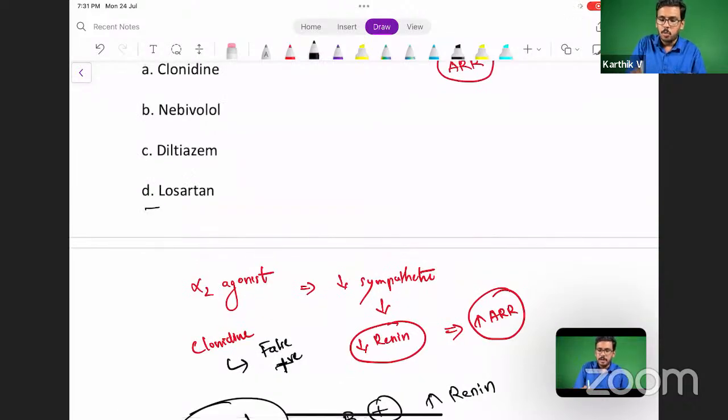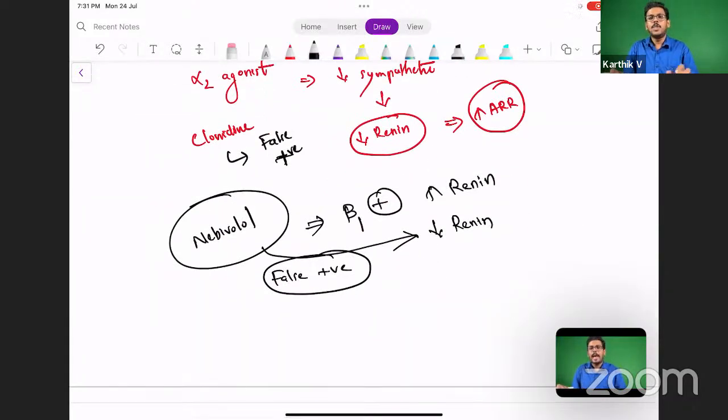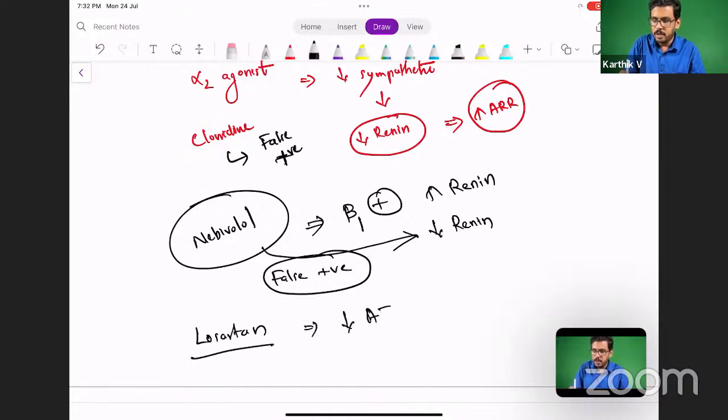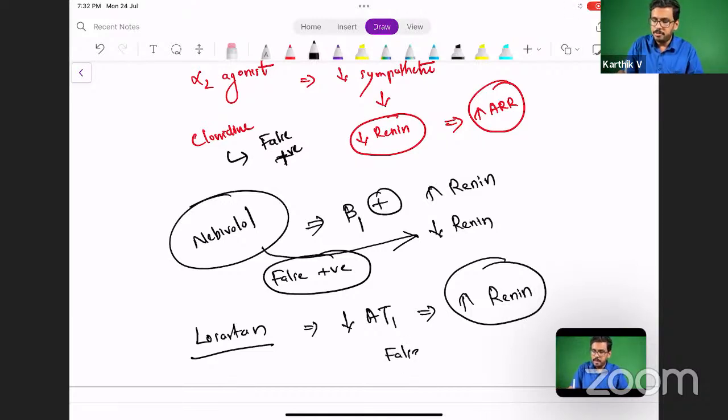Now look at losartan. What will losartan do? Losartan is an angiotensin receptor blocker. So an angiotensin receptor blocker would lead to a reduction in the angiotensin 1 action, leading to a loss of feedback inhibition on renin, causing increased renin levels. So there will be a compensatory increase in renin levels, due to which there is a false negative ARR.